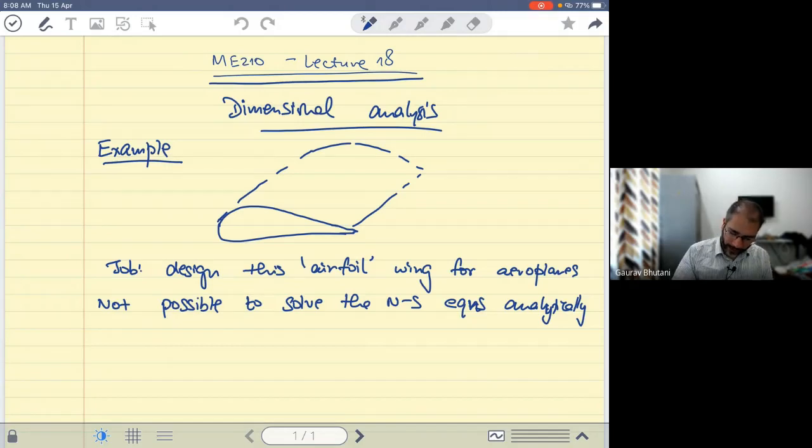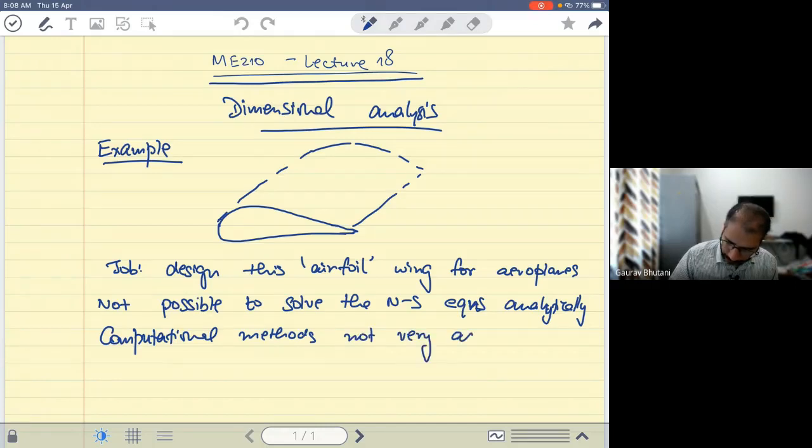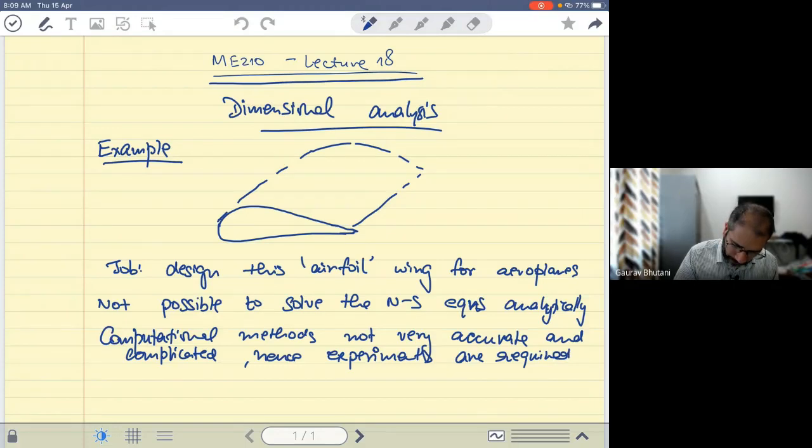So I'll simply say that computational methods are not very accurate and complicated. So we do want to do experiments.